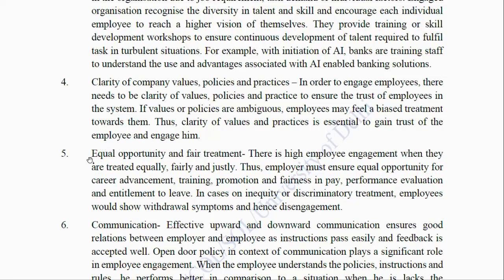Point 5, equal opportunity and fair treatment. There is high employee engagement when employees are treated equally, fairly, and justly. Thus, the employer must ensure equal opportunity for career advancement, training, promotion, and fairness in pay, performance evaluation, and entitlement of leave. In cases of inequity or discriminatory treatment, employees would show withdrawal symptoms and hence disengagement.